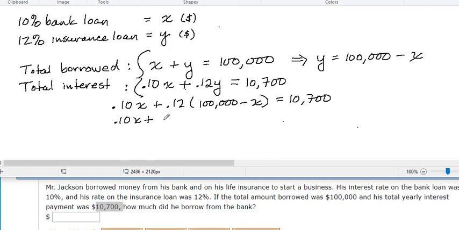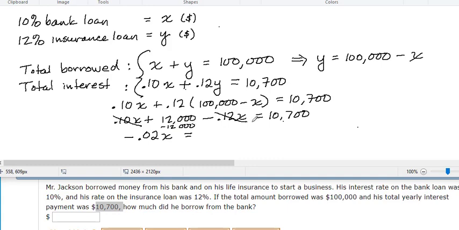0.10x plus distribute, 12,000 minus 0.12x equals 10,700. Combine the x's, that gives me negative 0.02x equals, I'll have to subtract 12,000 from both sides, negative 1,300. And then divide by negative 0.02, divide by negative 0.02, and x has a value of $65,000.